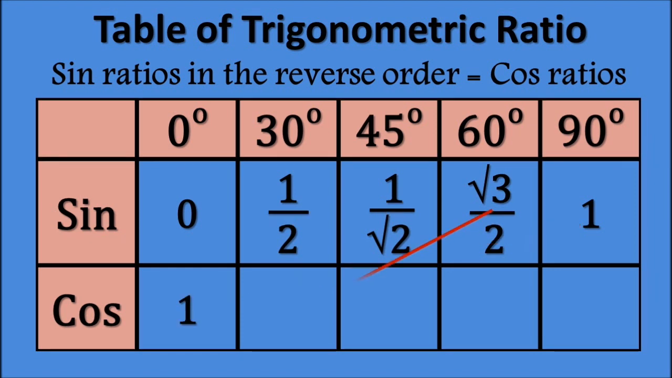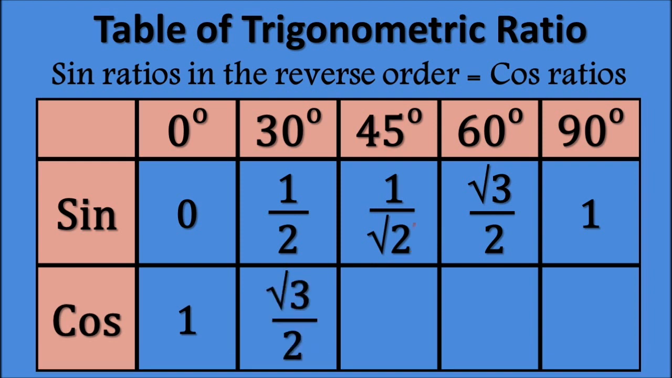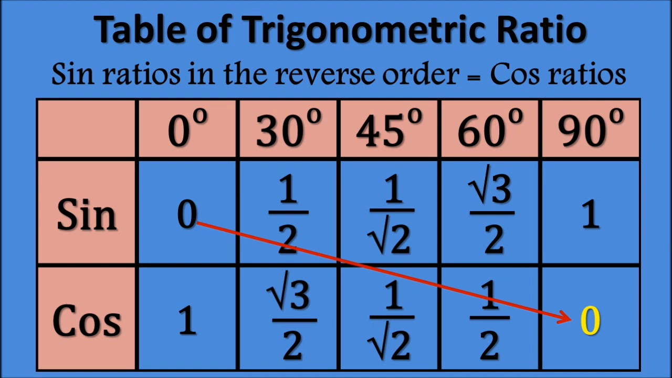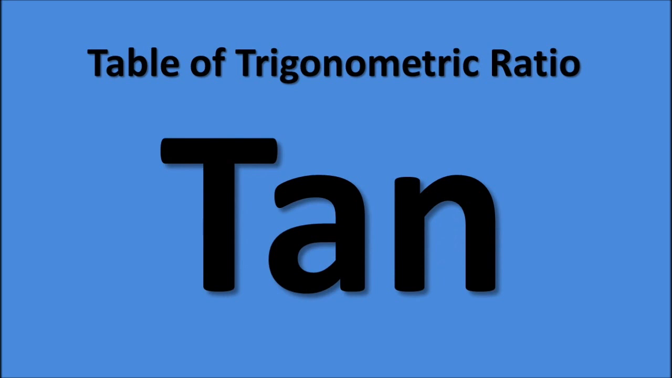Cos 30 degree will be equal to sin 60 degree, that is root 3 by 2. Cos 45 degree will be the same as sin 45 degree, that is 1 by root 2. Cos 60 degree will be equal to sin 30 degree, that is 1 by 2. And cos 90 degree will be equal to sin 0 degree, that is 0. Isn't it easy and simple? So now let's calculate the trigonometric ratios for tan.